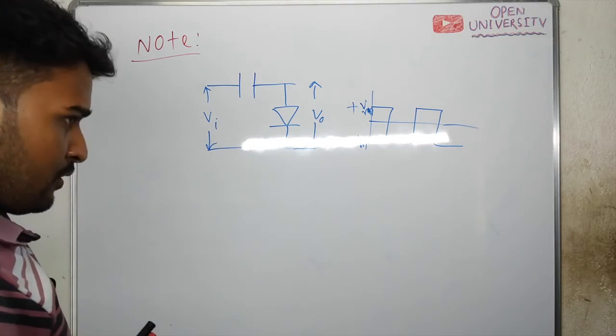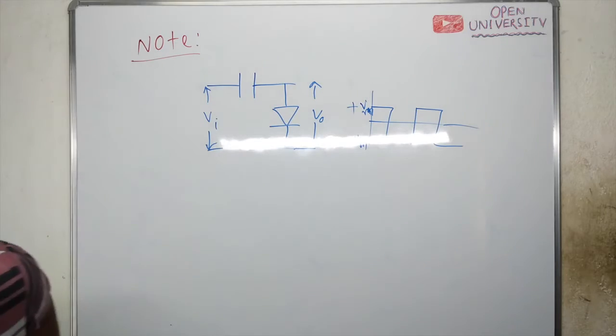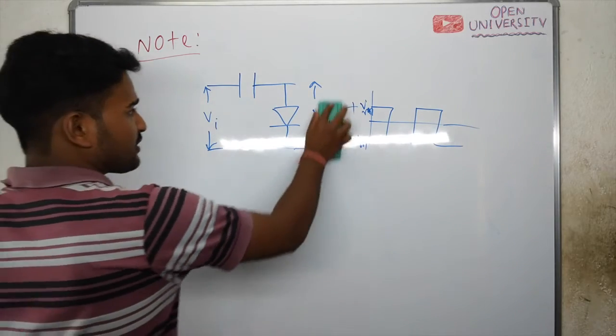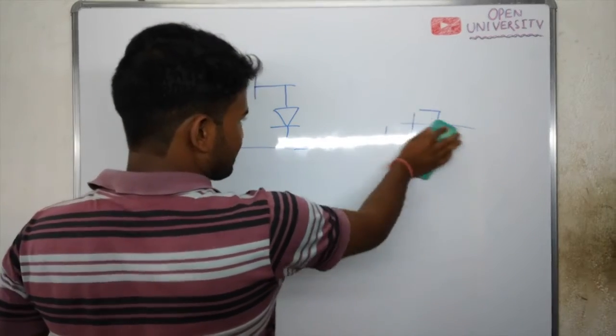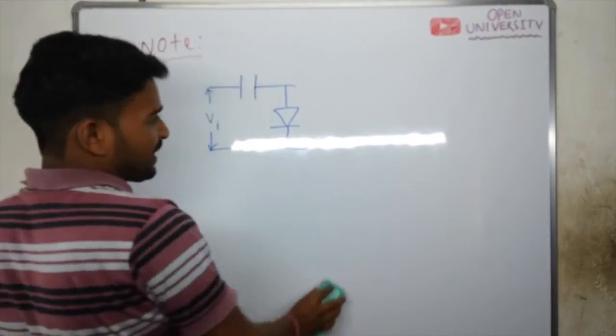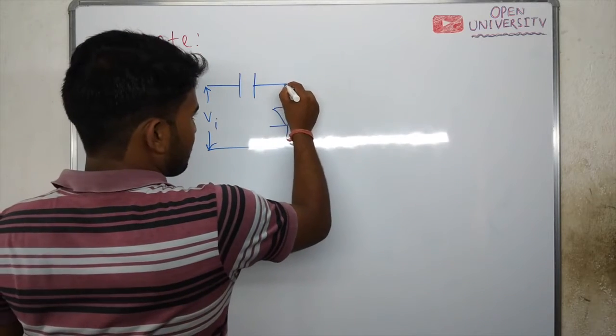So how can it respond to decrease in input voltage as well as increase in input voltage? By connecting a resistor. If you connect a resistor in parallel to the diode, then what will happen?